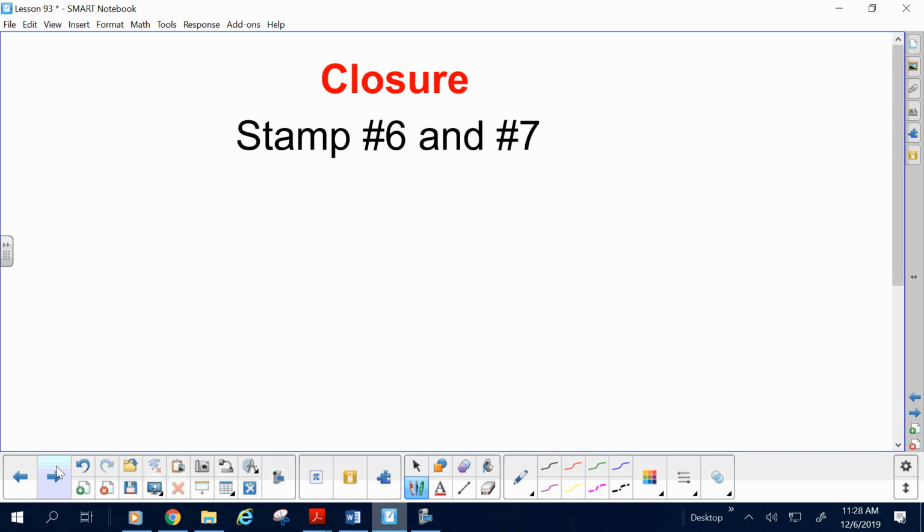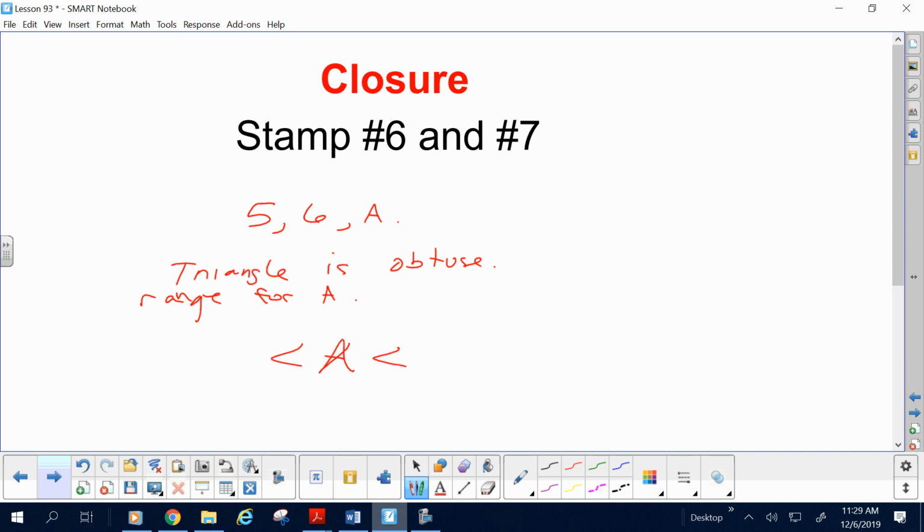Would you then do this on some kind of note sheet. Scratch paper, you have 5, 6, and A. The triangle is obtuse. Give me a range for A.